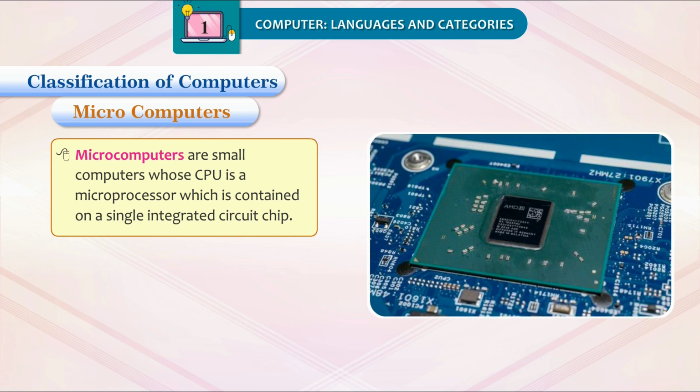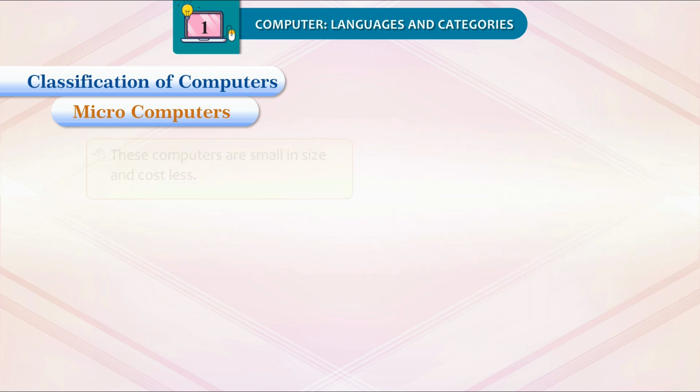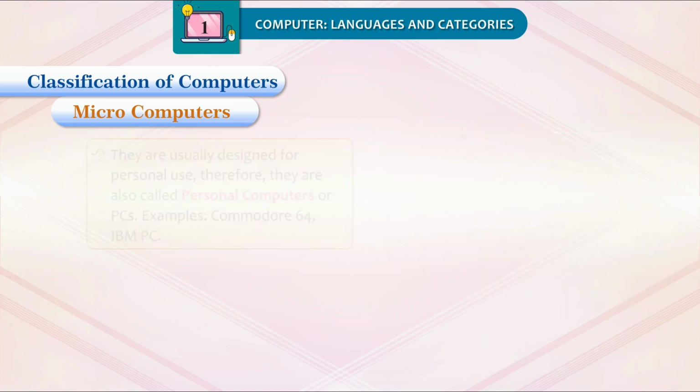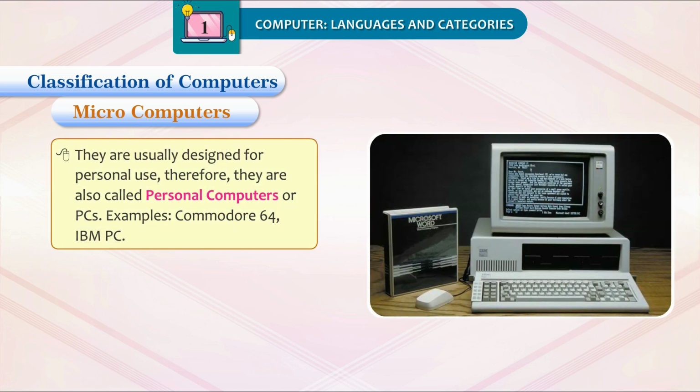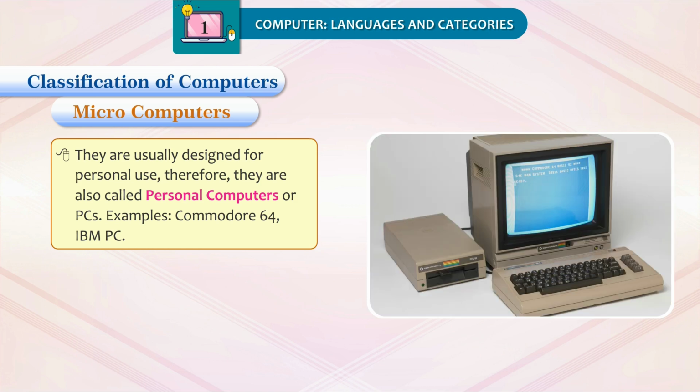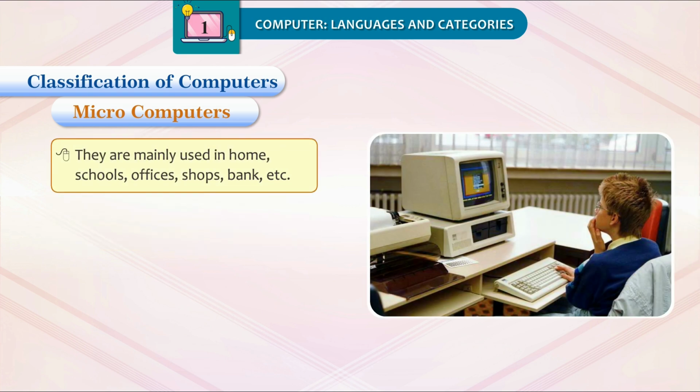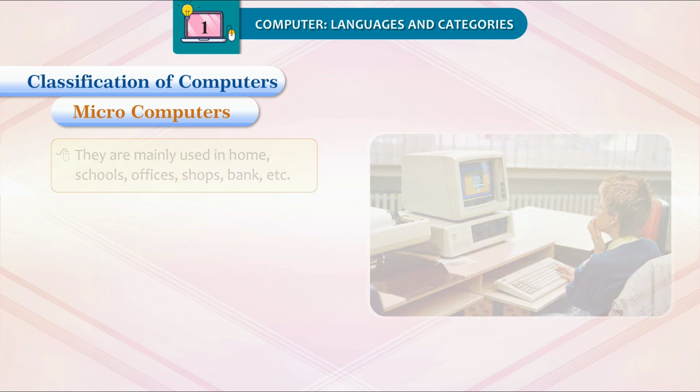Microcomputers. Microcomputers are small computers whose CPU is a microprocessor which is contained on a single integrated circuit chip. These computers are small in size and cost less. They are usually designed for personal use, therefore they are also called personal computers or PCs. Examples: Commodore 64, IBM PC. They are mainly used in home, schools, offices, shops, bank, etc.